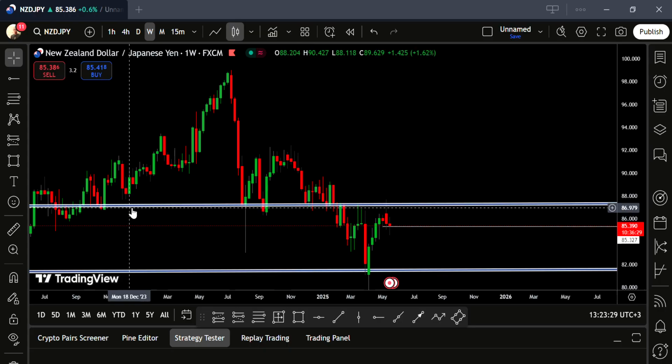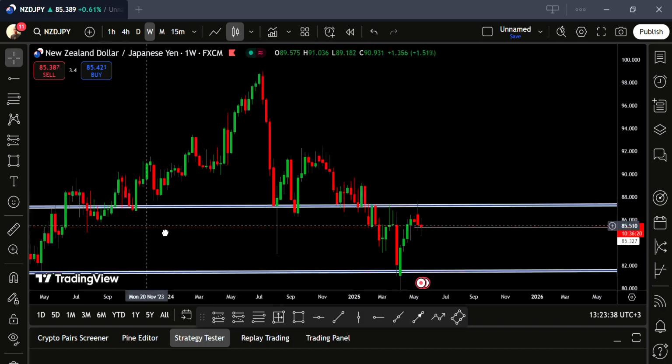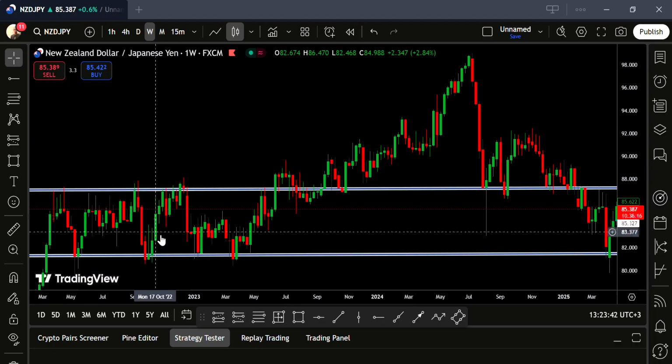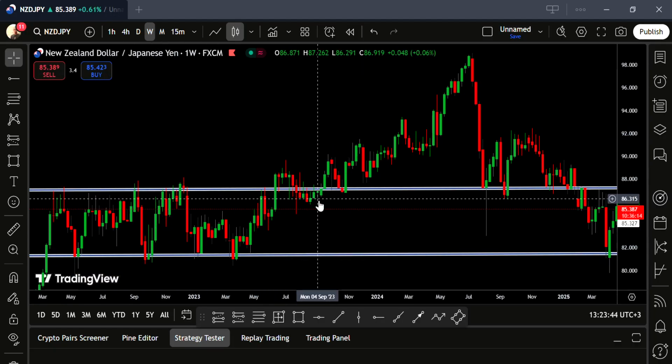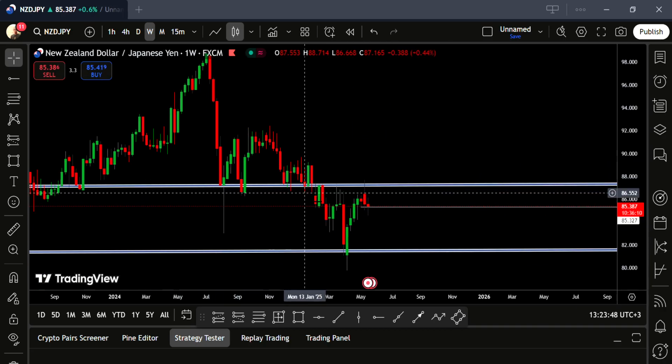So now this became a strong area of support. And remember, this is the weekly time frame. This became a strong area of support. You see, it was previously used as resistance. Remember, resistance broken turns into support. It became a very strong area of support.